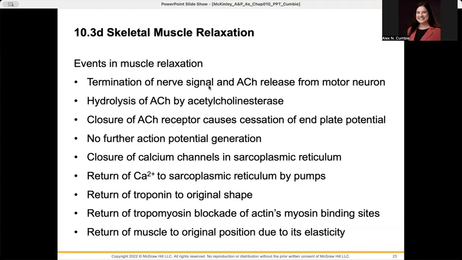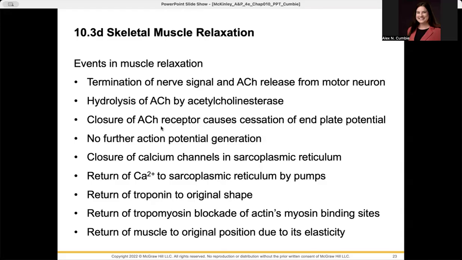We terminate the nerve signal, which means that ACh is not going to be released from the neuron anymore. There is a protein that is an enzyme here called acetylcholinesterase. We know it's an enzyme because it has that ASE, and then it tells us its substrate in the beginning of the word. So acetylcholinesterase is an enzyme that breaks down acetylcholine. Any acetylcholine that's left in the synaptic cleft is going to get broken down, hydrolyzed, by acetylcholinesterase.